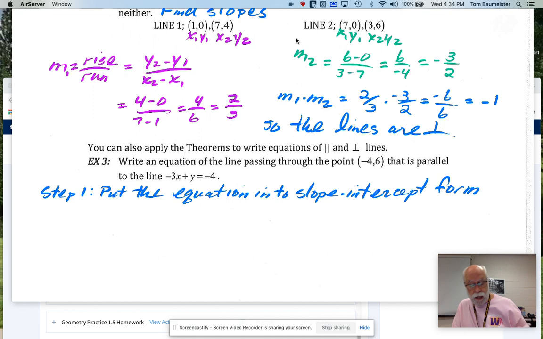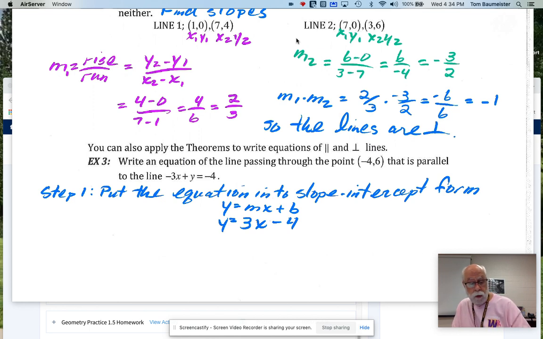So what that is telling us is we have our slope-intercept form, y is equal to mx plus b. So that tells us that what we need to do is take our negative 3x and move it over to the other side here. So it's going to become positive, and we're going to put it in front of the negative 4. So we can write that as y is equal to 3x minus 4. Okay?